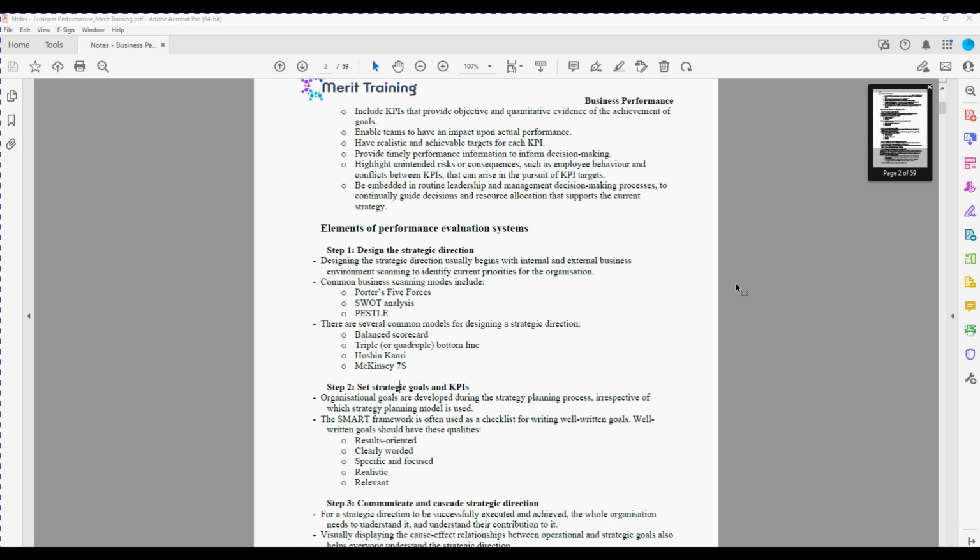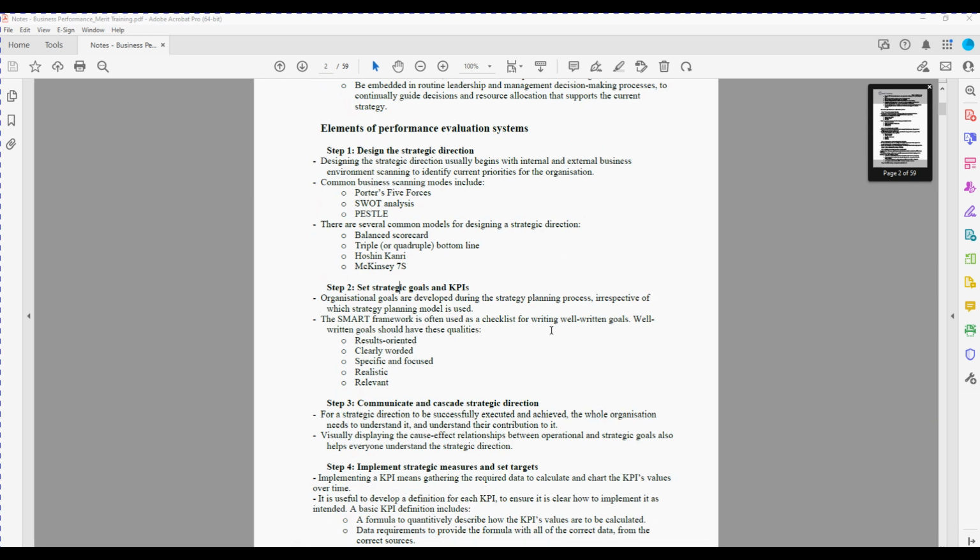And there are also models for designing a strategic direction, including the balanced scorecard, the triple bottom line, the Hoshin Kanri, and the McKinsey 7S. So the second step was around setting the strategic goals and KPIs. So where do we want to head for the organization, and what are the specific KPIs or specific numerical targets we need to hit in order to hit that broader, longer term strategy.